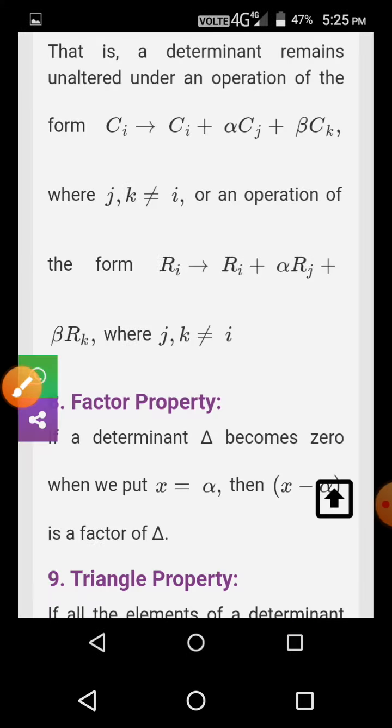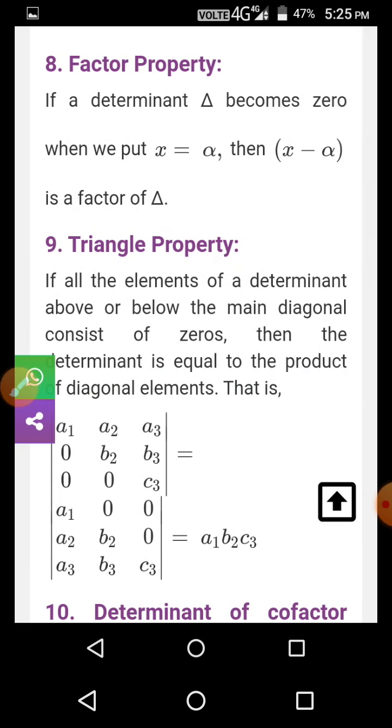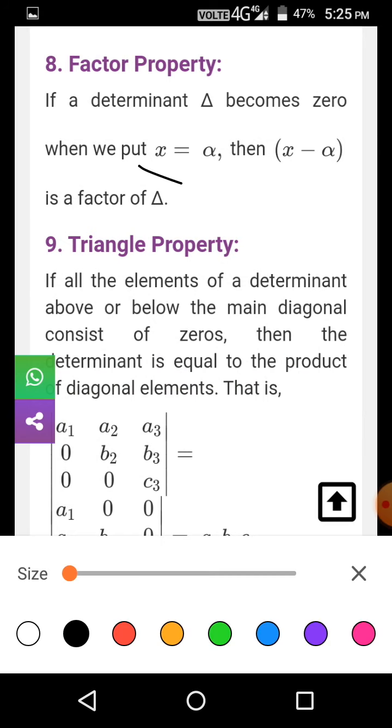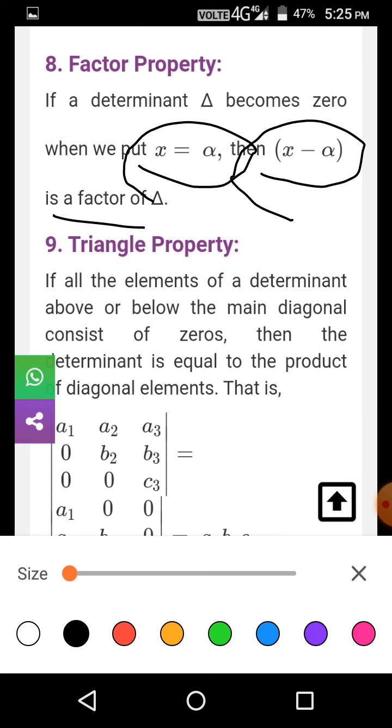the factor property. What is the factor property? If a determinant delta becomes 0 when we put x equal to alpha, that is, in place of x I put alpha and the whole determinant becomes 0, then x minus alpha will be a factor of the determinant we are talking about. Very important one.